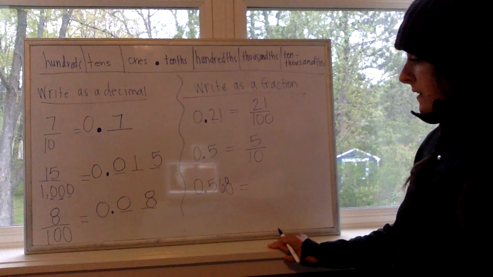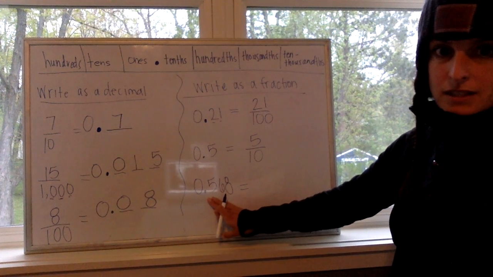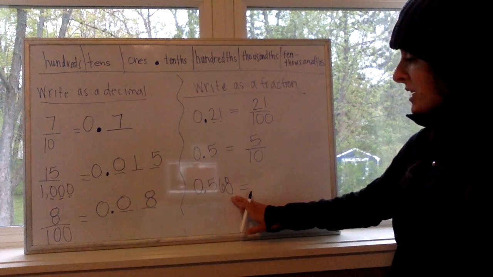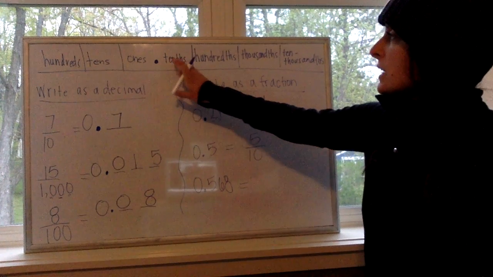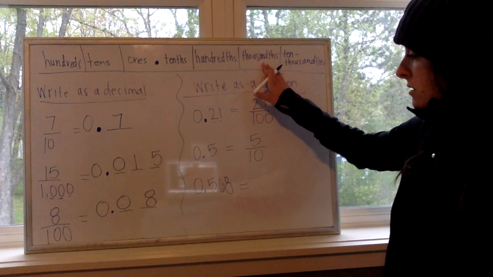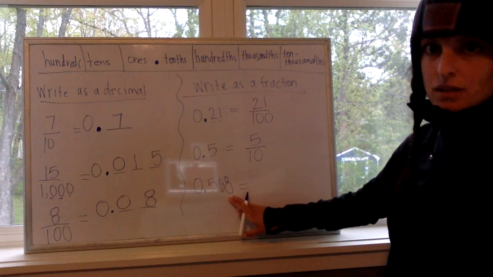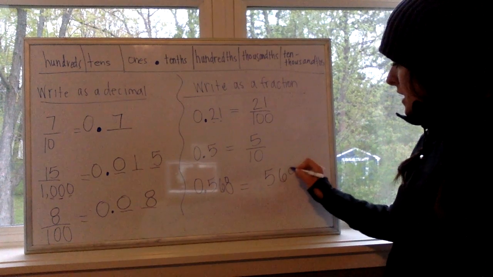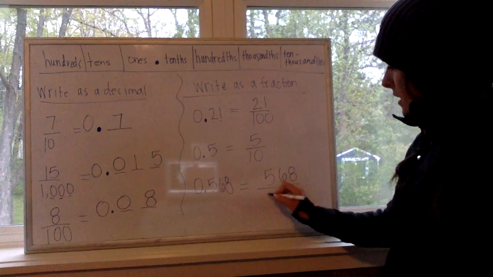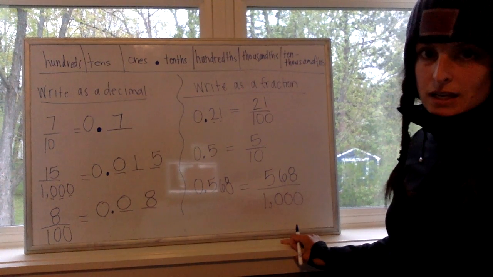All right. And then last but not least, I have 0.568. Okay, so I have 3 spots after my decimal now. And if I look up here, here's my decimal, and I have tenths, hundredths, thousandths. Okay, so the 8 is in the thousandths place. So I write 568 thousandths. So 568 out of 1,000.